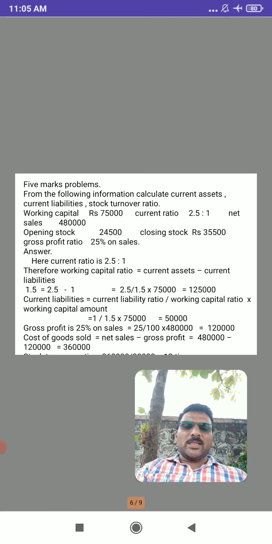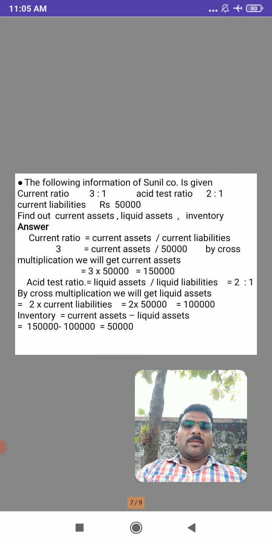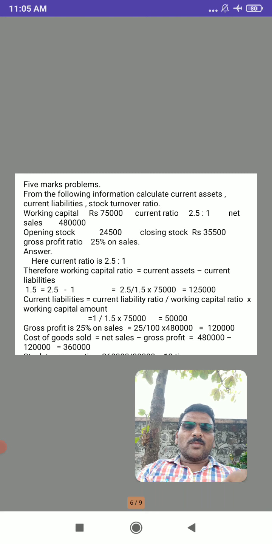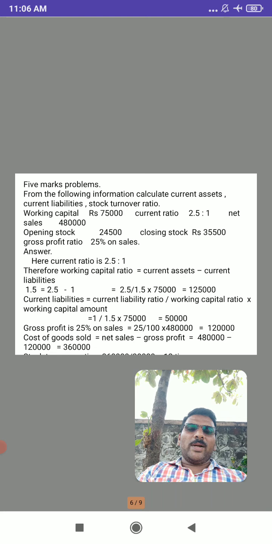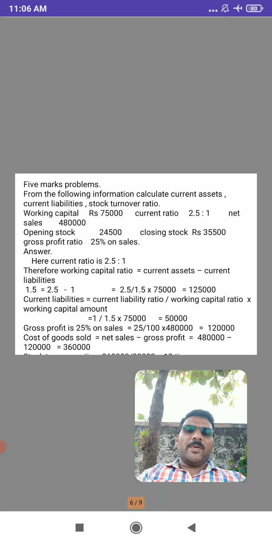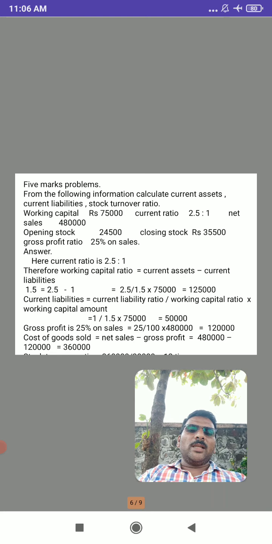Average stock is calculated by dividing the opening plus closing stock, and here opening stock is 24,500 and closing stock is 35,500. So in total we have 60,000 as total stock, divided by 2, which means 30,000 is the average stock. So by dividing cost of goods sold by average stock we will get 12:1 as the ratio.